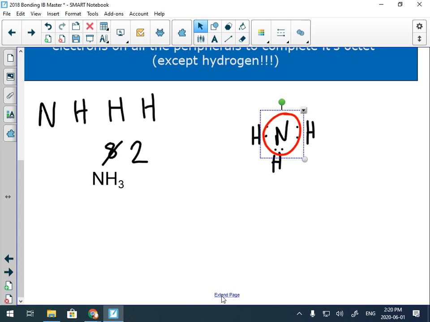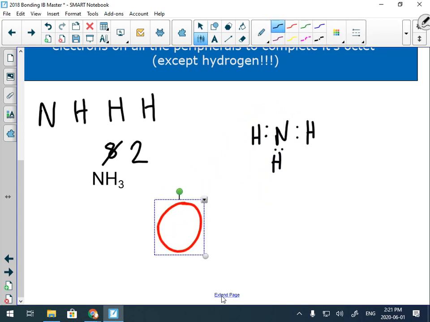Nitrogen is part of the octet rule system. It needs 8 electrons around it. So I'm lucky I have 2 electrons left over, and they go on it as a lone pair. So you're putting electrons in to fulfill the octet rule, usually for the central atom. There's some that don't fulfill the octet rule, but nitrogen does.